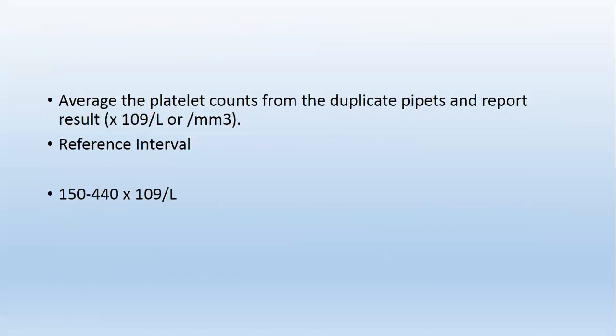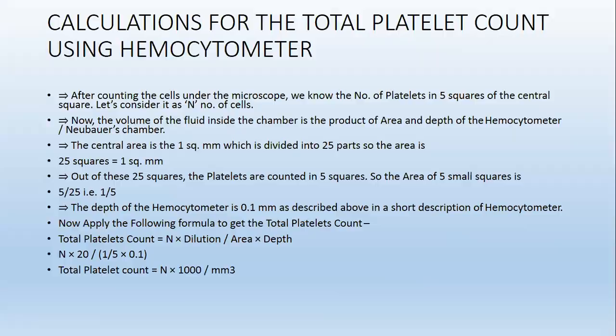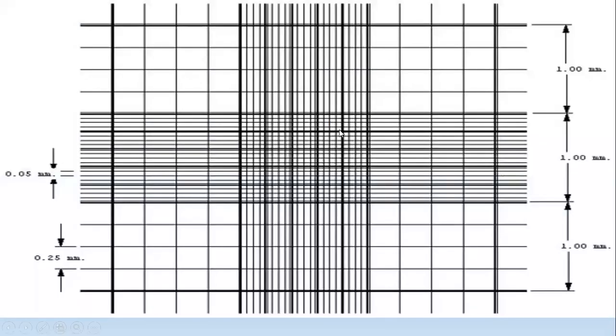Average the platelet count from the duplicate and report the result. Reference interval would be 150 to 440 multiplied by 10 to the power 9 per liter. In these 5 squares, we count the platelets: first, second, third, fourth, and the middle one, fifth.